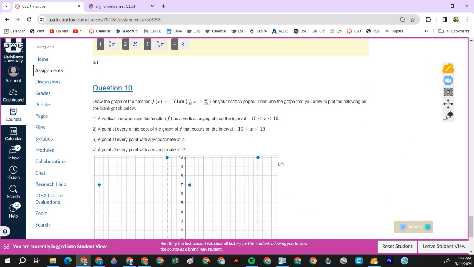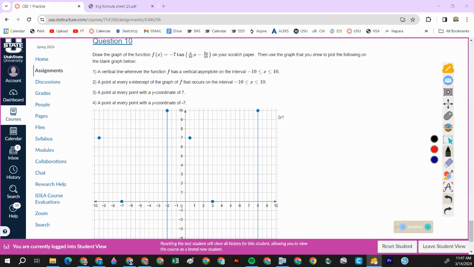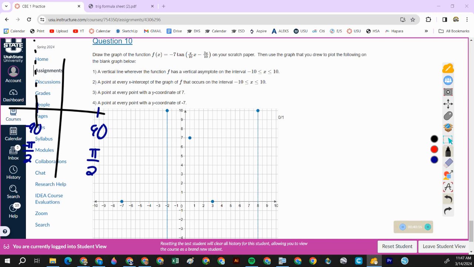Oh, yay, tangents. A tangent graph is totally different from a sine graph. A tangent graph has a period from negative 90 to 90. In radians, it would be negative pi over 2 and pi over 2. And it has vertical asymptotes at those two spots. Pi over 4 and negative pi over 4 are the 45-degree angles.